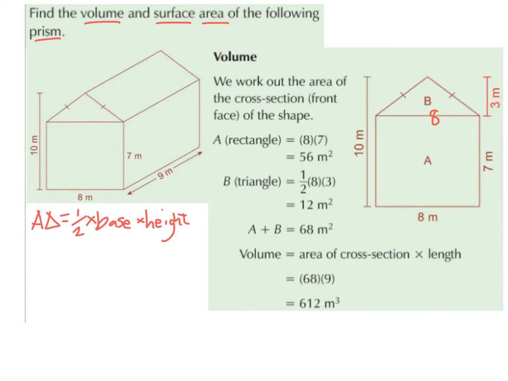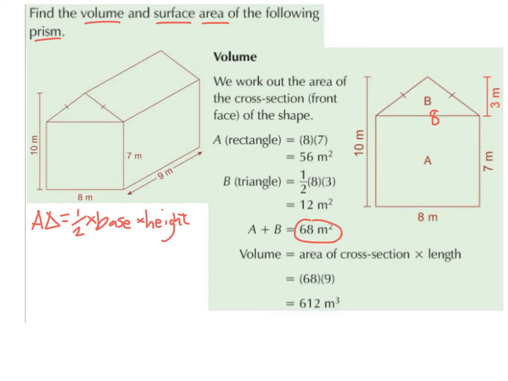So the area of the entire cross section, or the front face, is going to be the area of A plus the area of B. So it's going to be 56 plus 12. So A plus B will be 68 meters squared. So the area of the cross section at the front, the face of our shape, is going to be 68 meters squared.